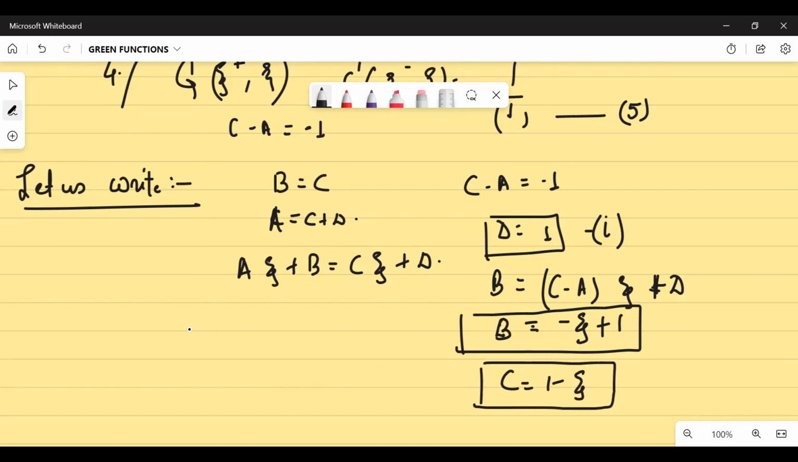And if C is equal to 1 minus zeta, then I know that C minus A is equal to minus 1. So it will give me A is equal to C plus 1. And A is equal to 1 minus zeta plus 1, so it will give me 2 minus zeta. Is that clear?